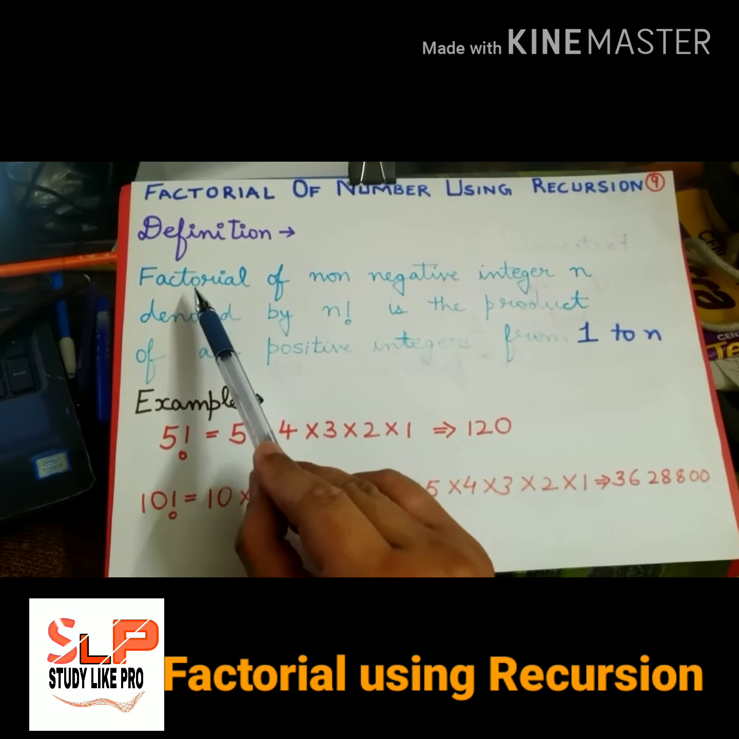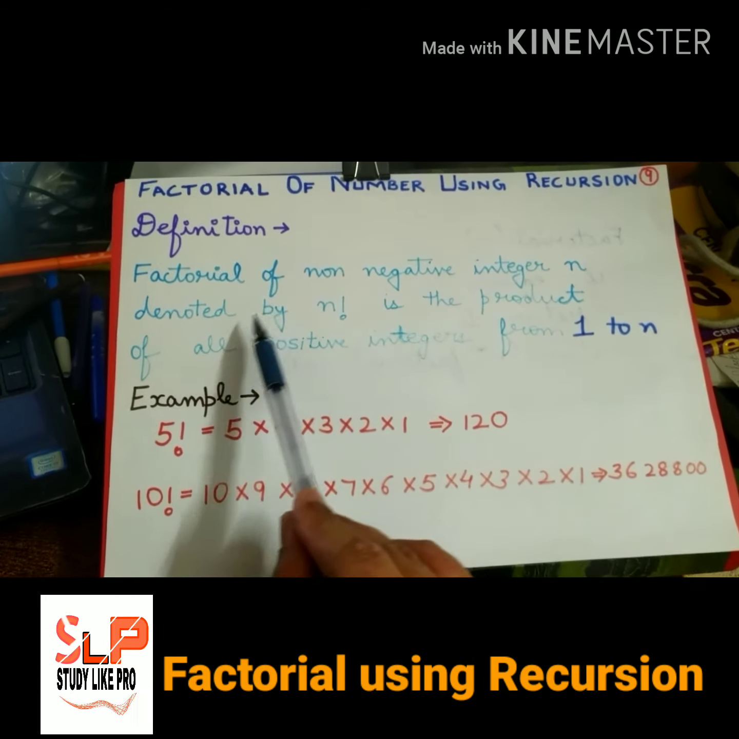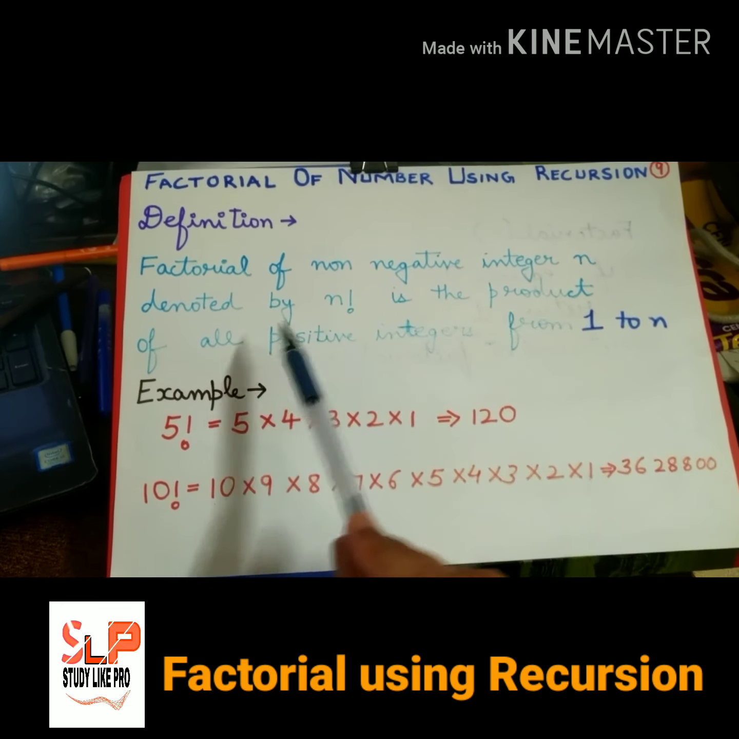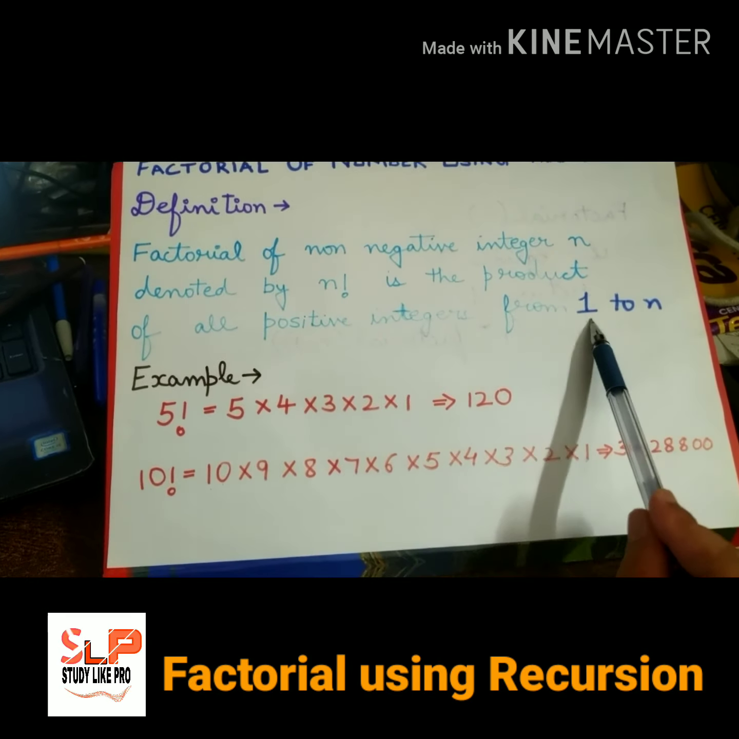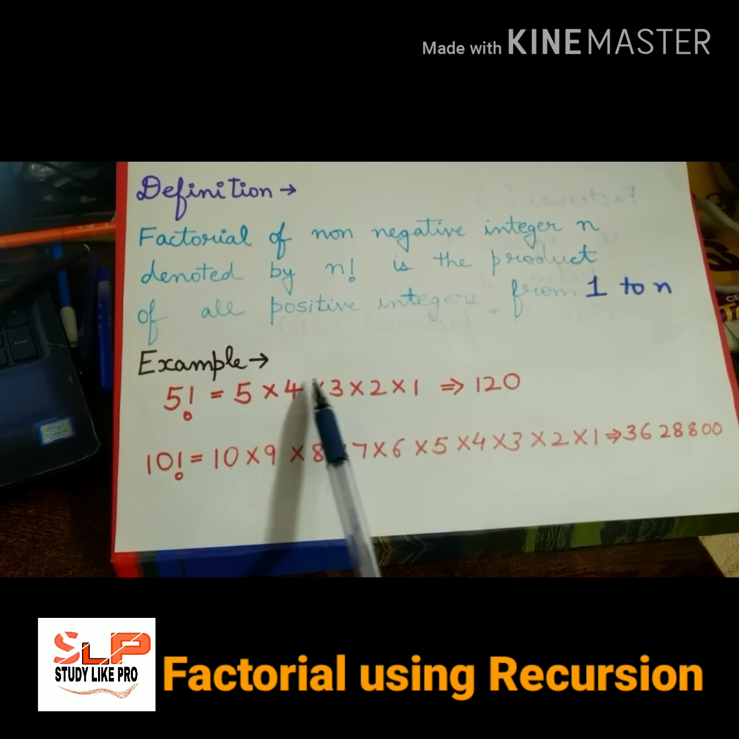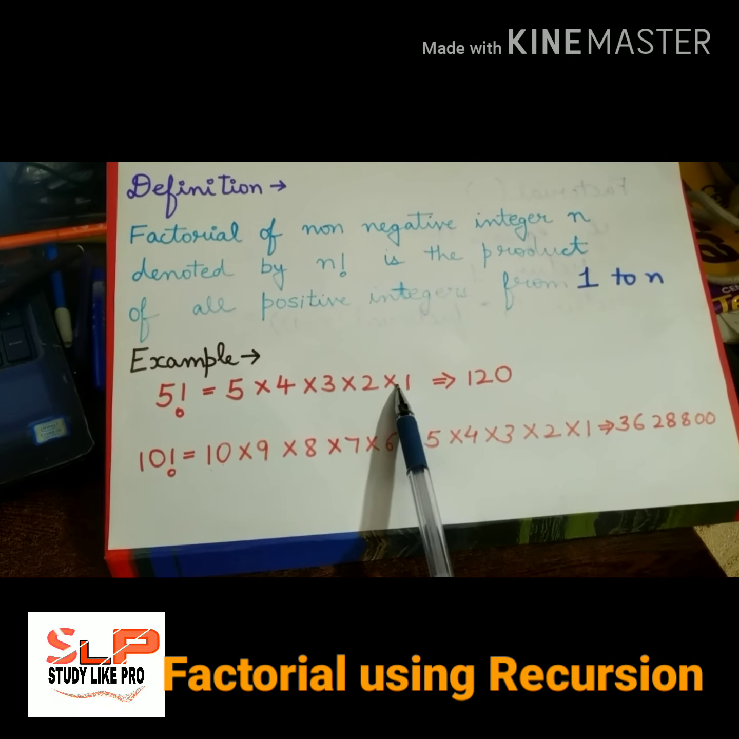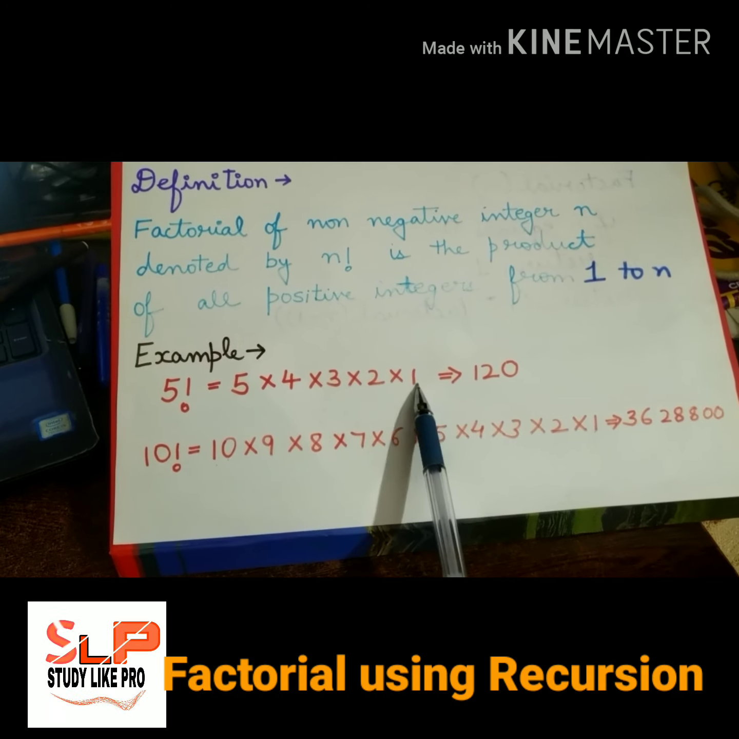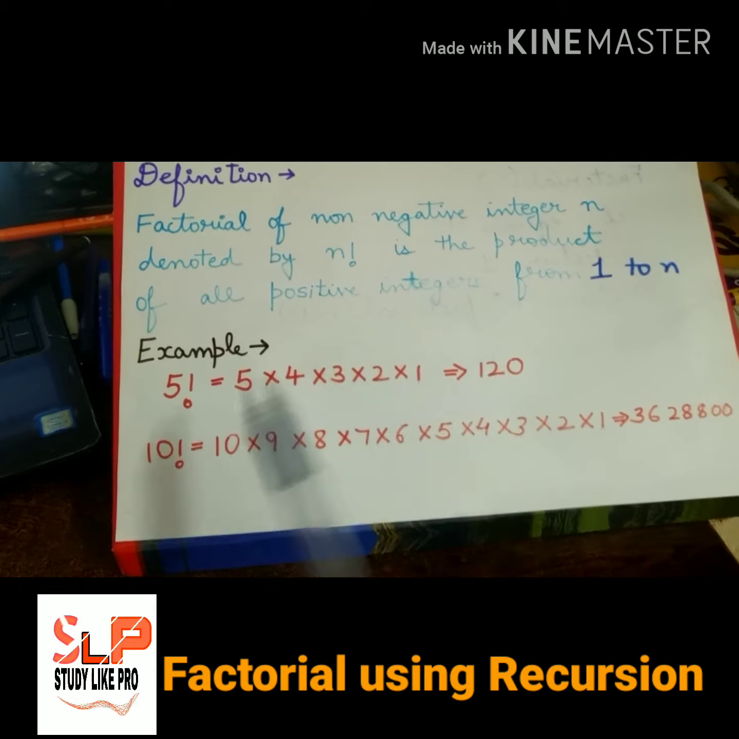What is factorial? Factorial of a non-negative integer n, denoted by n factorial, is the product of all positive integers from 1 to n. Example: 5 factorial is 5 into 4 into 3 into 2 into 1. So basically it's a product of all the positive integers from 1 to 5. So it comes out to be 120.